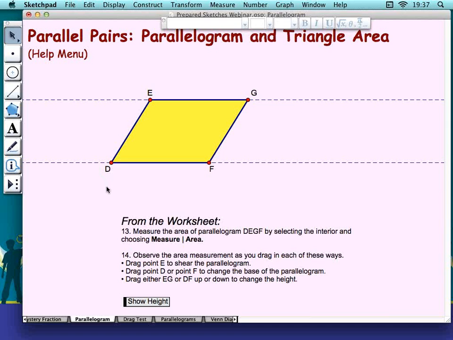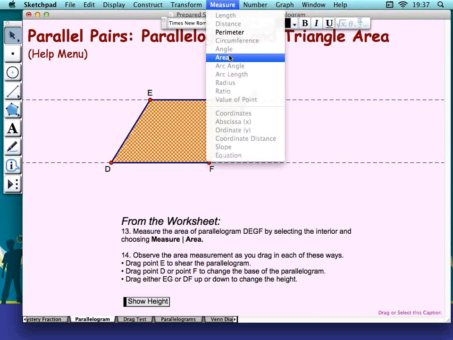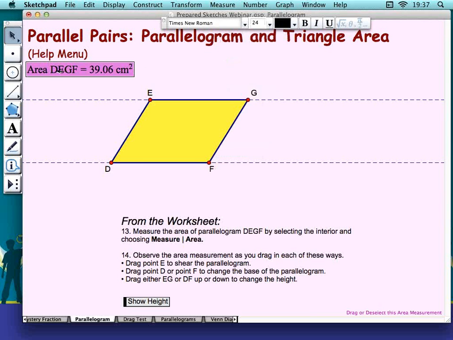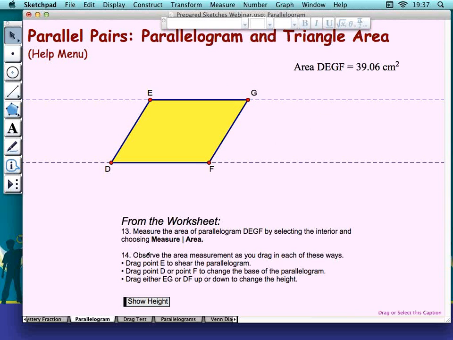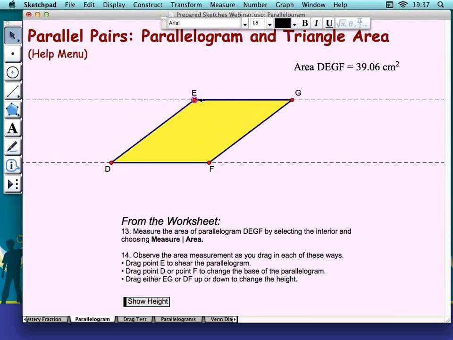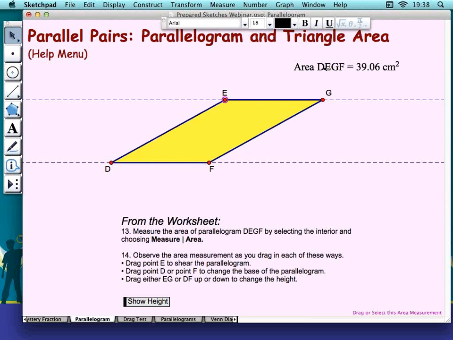We also have it in the form of a prepared sketch where you can just jump in the middle and follow a few steps and see what happens. So what we're going to do here is select the polygon and measure its area, just over 39 centimeters squared. And then we're going to observe the area measurement as we drag in several different ways. Point E shears the polygon by dragging E back and forth along a line that's parallel to the two sides of the parallelogram. And we don't see much happening with the area there.